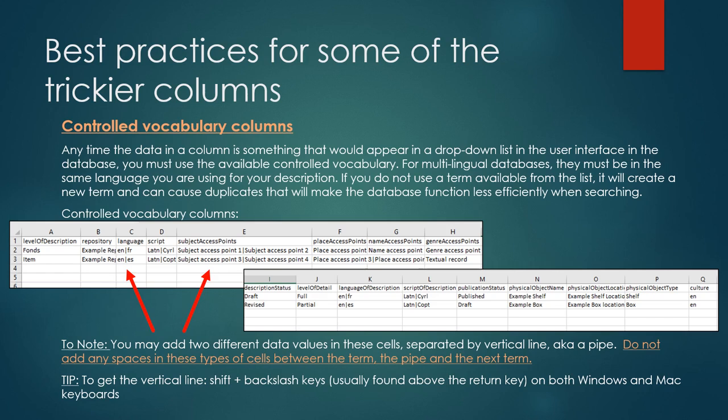columns. As another note, it's always possible to add 2 or more different data values in these cells. They have to be separated by a vertical line, also known as a pipe. And it's really important that there are no spaces appearing between one term, the pipe, and the next term. And then I just have a little tip of how to find your vertical line on your keyboard. It's shift and backslash keys typically.